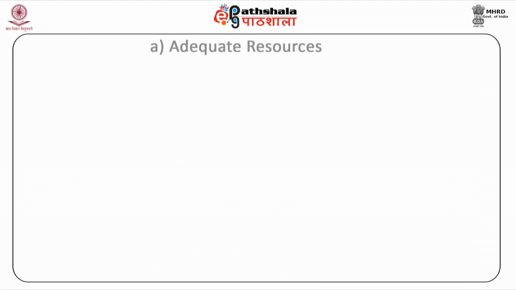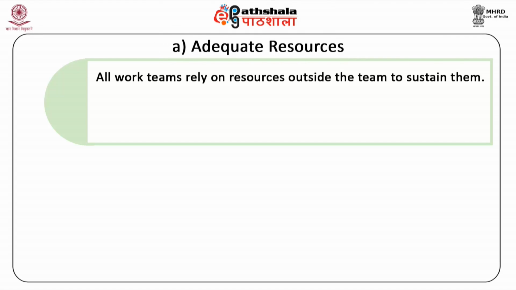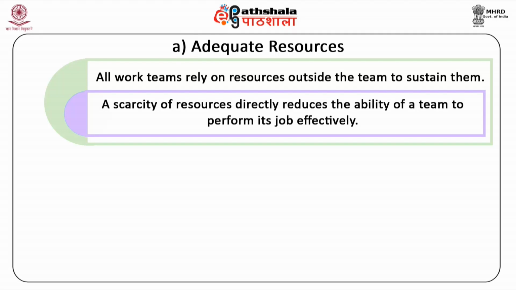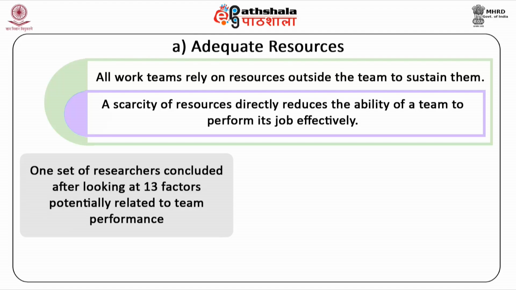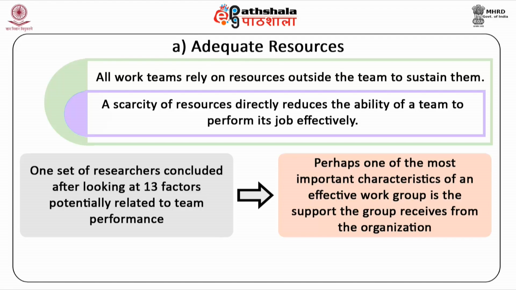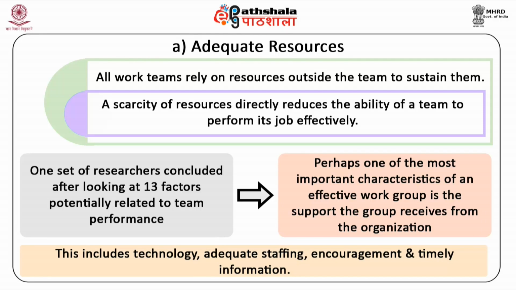Adequate resources. All work teams rely on resources outside the team to sustain them. A scarcity of resources directly reduces the ability of a team to perform its job effectively. As one set of researchers concluded, after looking at 13 factors potentially related to team performance, perhaps one of the most important characteristics of an effective work group is the support the group receives from the organization. This includes technology, adequate staffing, administrative assistance, encouragement, and timely information.